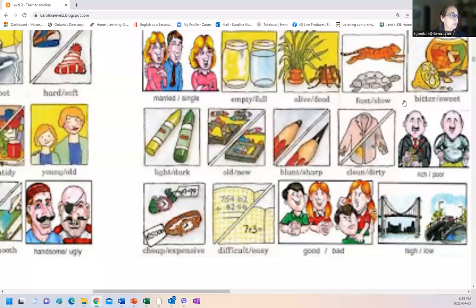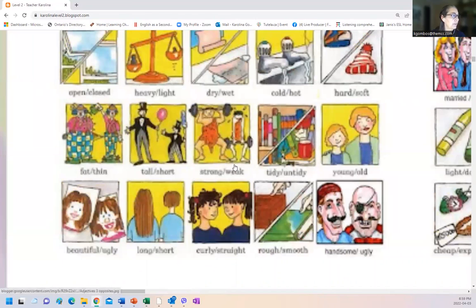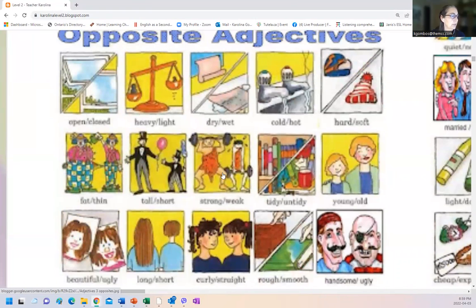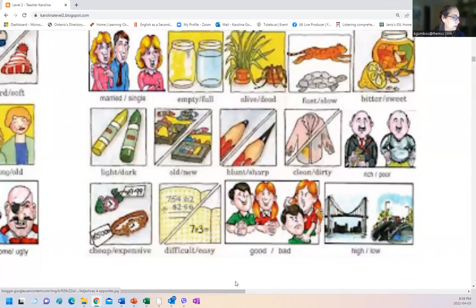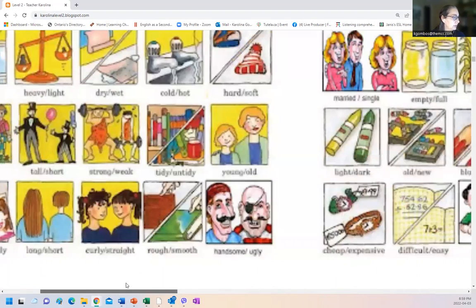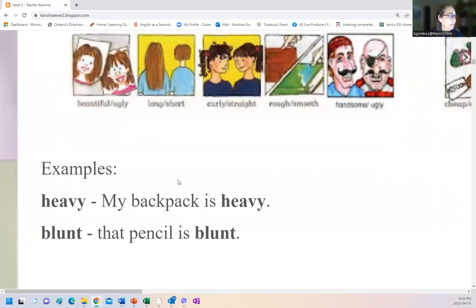And once you finish with these adjectives and you understand all of them, then please pick 5 from the first picture and write sentences, and then pick 5 from the second picture and write 5 other sentences. So in total 10 sentences, and then you can send it back to me on Messenger, and I will correct it for you.